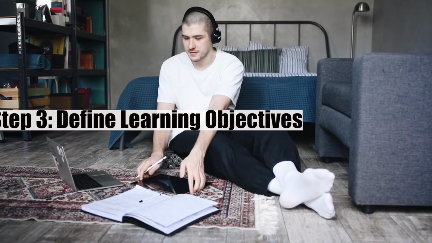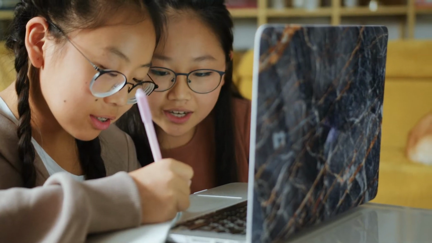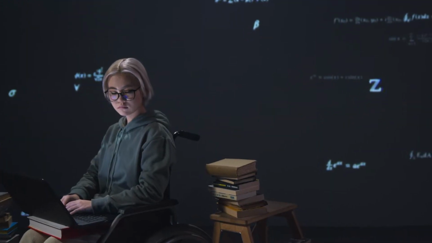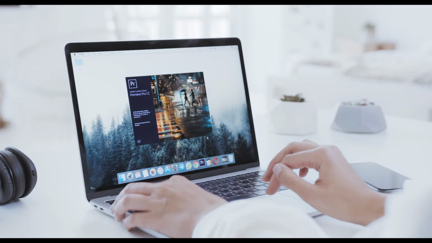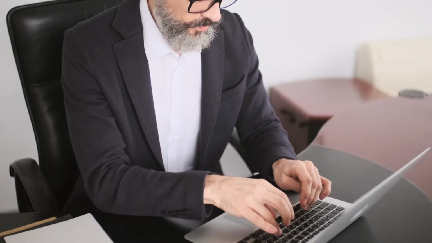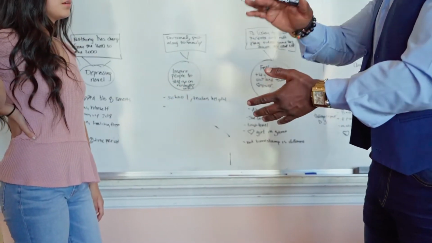Step 3. Define learning objectives. A course's learning objectives are the goals and outcomes the creator expects their students to achieve by the end of the learning experience. Typically, it's one of the most important things you want to get right before you begin your course creation because it provides clarity and direction for you, the instructor, and your students.